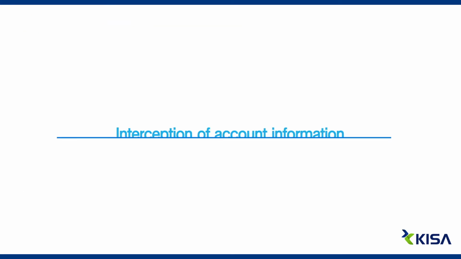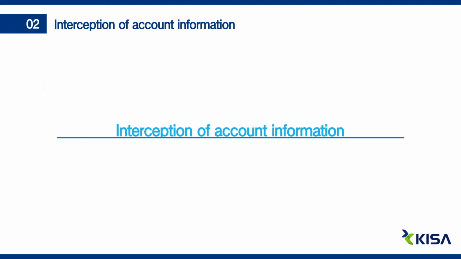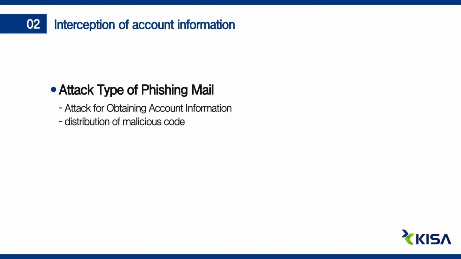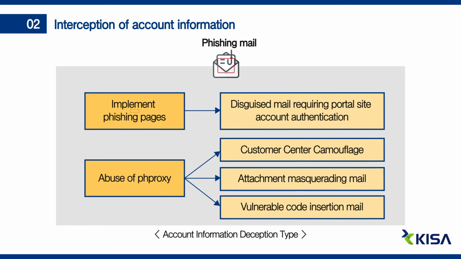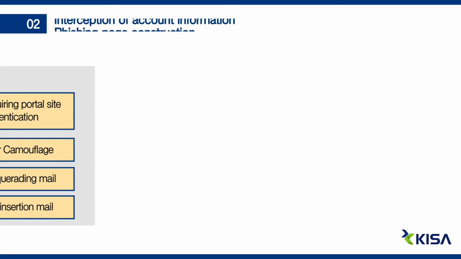Next is the interception of account information. Phishing mail consists of two parts, spreading malicious codes and stealing account information. Attackers lure users to authenticate accounts by creating phishing pages that users cannot easily distinguish. The figure shown on the screen is a diagram of the types of stealing account information by attackers. The stealing of account information is divided into using phishing pages and using PH proxy. Attackers generally use those two for disguised authentication or to insert malicious code.